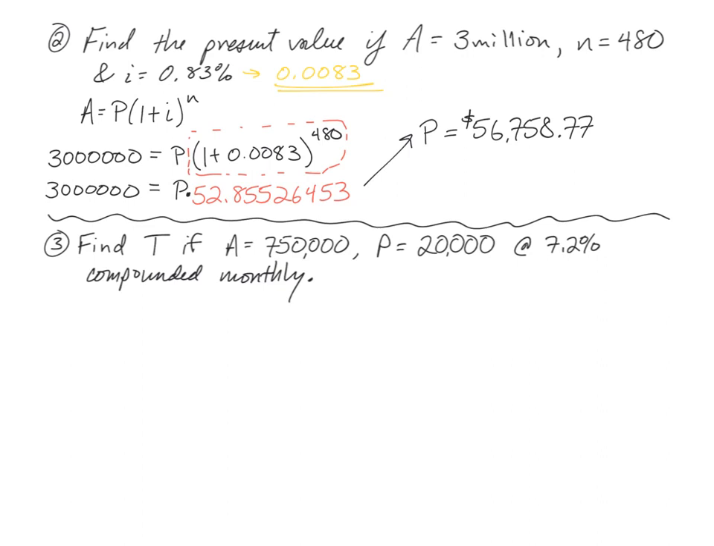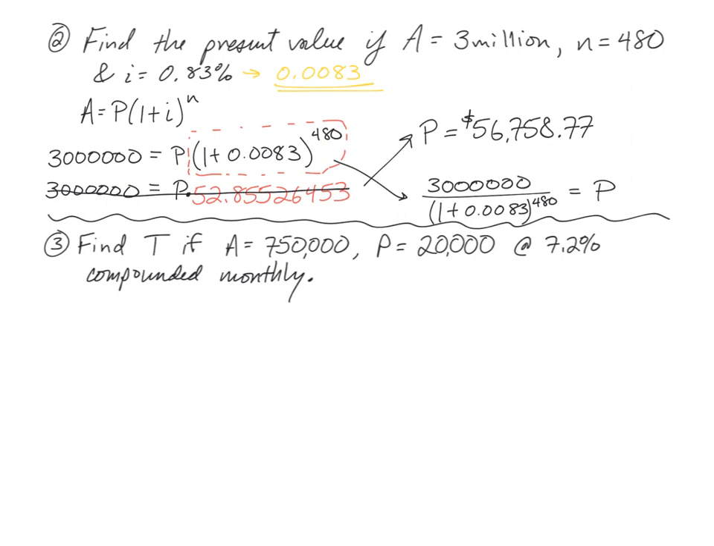Now, let's say you don't enjoy writing out 500,000 different decimal places. If you wanted to, and you could, it just makes the calculation a lot harder, I think. You could not even write out this step right here. You could just divide both sides. So from here, you could have gone divide both sides by 1 plus 0.0083 to the 480 power, and you would have been left with P right away.